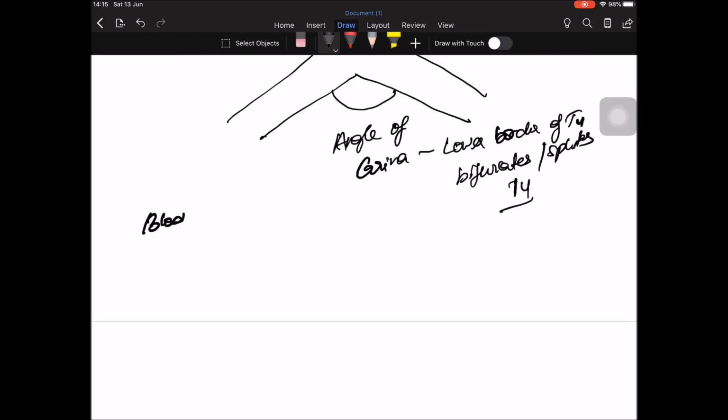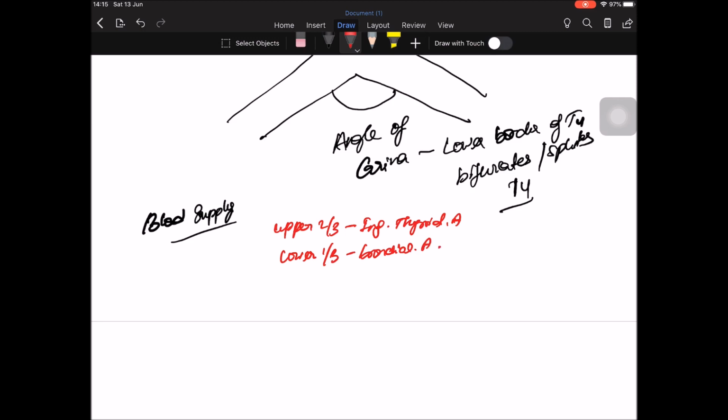So next we'll see the blood supply. The upper two-thirds is supplied by the inferior thyroid artery, and the lower one-third by the bronchial artery. The tracheal veins drain into the inferior thyroid venous plexus. It also has parasympathetic and sympathetic nervous innervation.